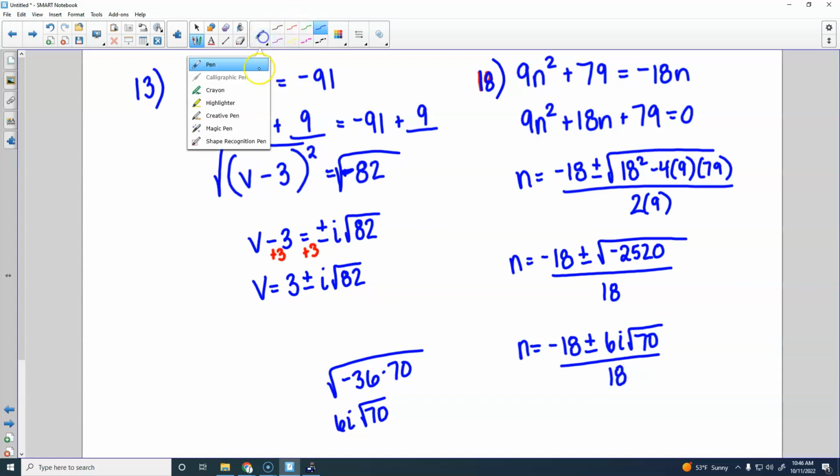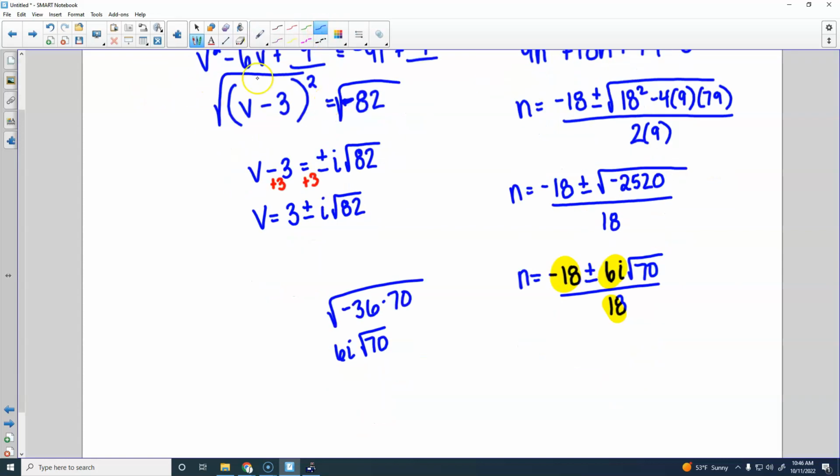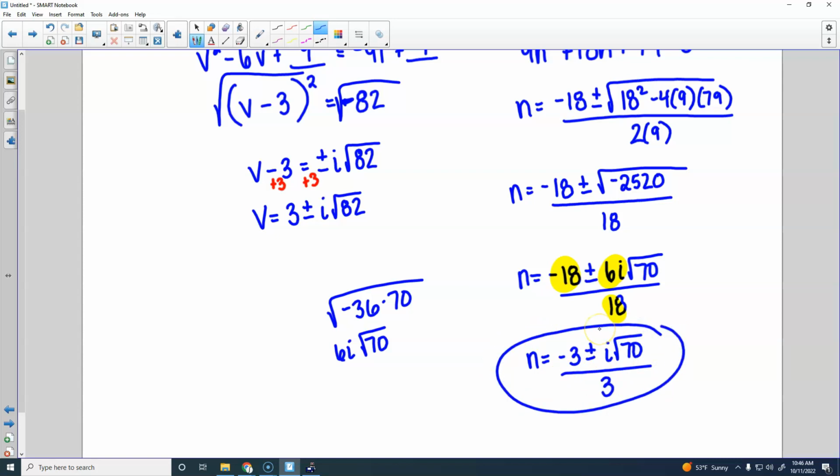And then we are looking at these three numbers right here to see if they will reduce. Is there anything I could divide all three of those by? 6. So if I divide everything by 6 there, I'm going to get n equals negative 3 plus or minus i root 70 all over 3. And I think that should be it.